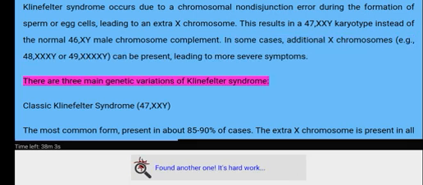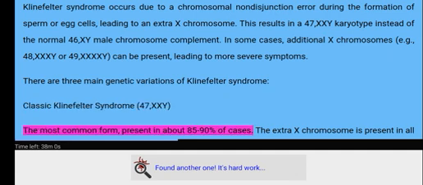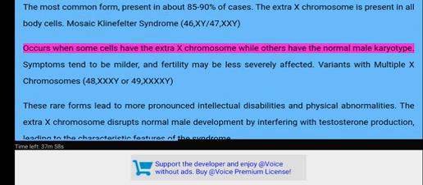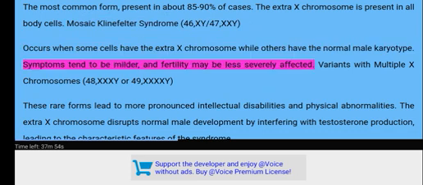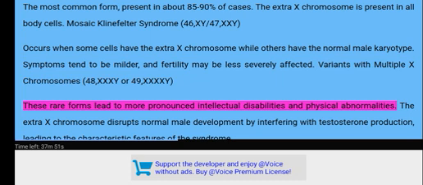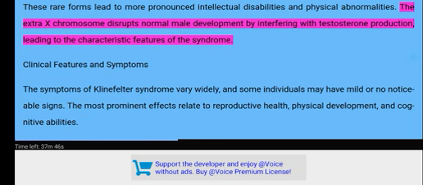There are 3 main genetic variations of Klinefelter syndrome. Classic Klinefelter syndrome, 47, XXY. The most common form, present in about 85–90% of cases. The extra X chromosome is present in all body cells. Mosaic Klinefelter syndrome, 46, XY/47, XXY. Occurs when some cells have the extra X chromosome while others have the normal male karyotype. Symptoms tend to be milder, and fertility may be less severely affected. Variants with multiple X chromosomes, 48, XXXY or 49, XXXXY. These rare forms lead to more pronounced intellectual disabilities and physical abnormalities. The extra X chromosome disrupts normal male development by interfering with testosterone production, leading to the characteristic features of the syndrome.